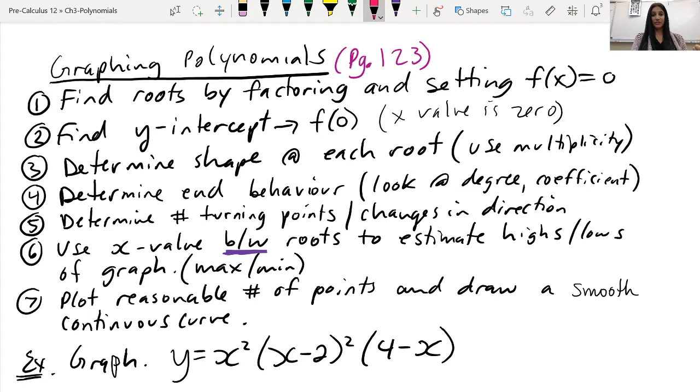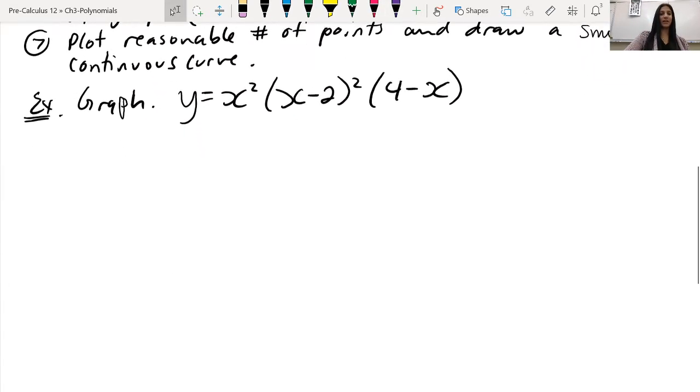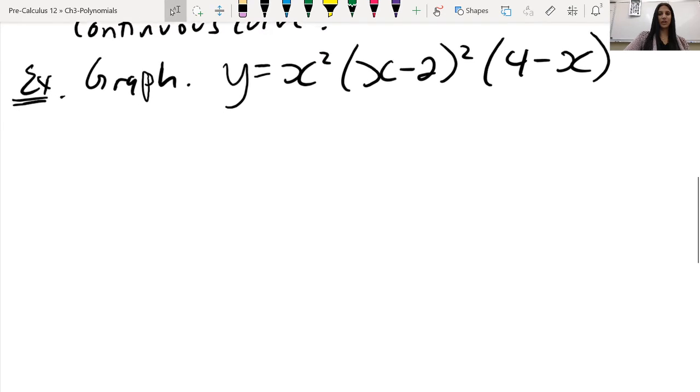Step 5, determine the number of turning points or the changes in direction. I went through this in the last few videos. Step 6, use the x values between roots. This is my symbol for between. Use them to estimate the highs and lows of the graph, the max and the min. I'll go through that with you. Step 7, plot a reasonable number of points and draw a smooth continuous curve. This is the whole reason why we did all of this. We are going to take this example, graph y equals the given polynomial. The nice thing is most of it has been factored out for you. Then we're going to run through these steps and graph it out. So let's work our way through this together.